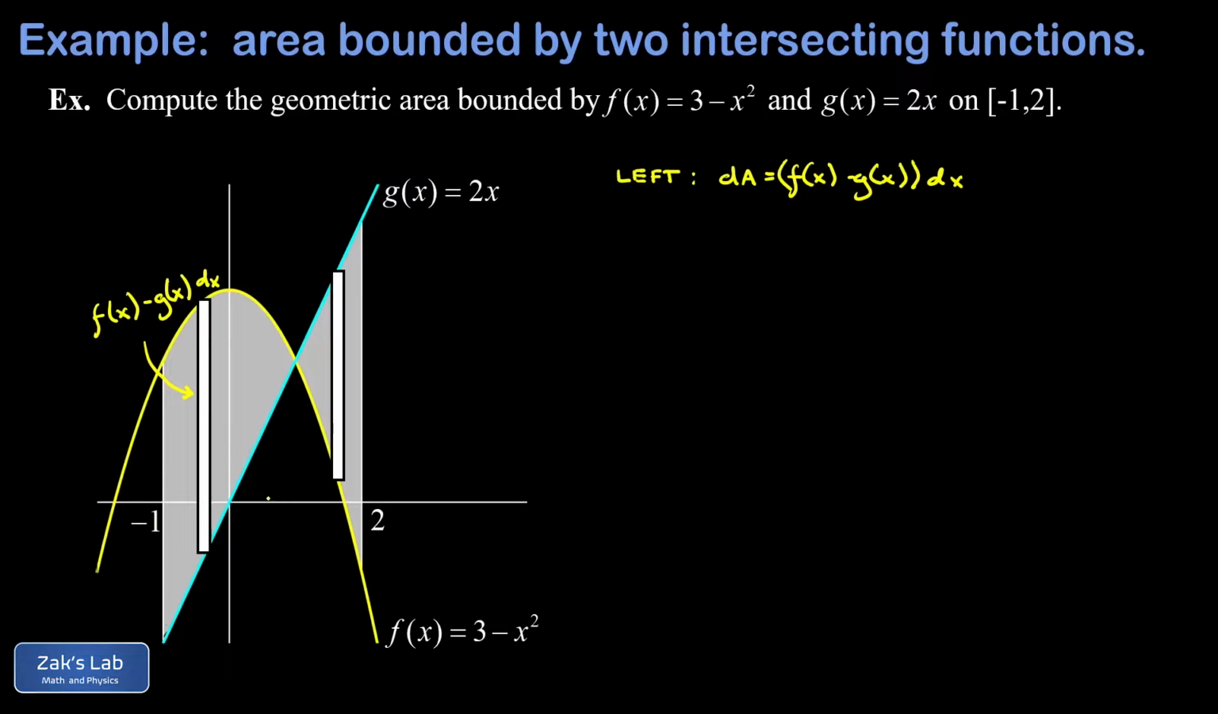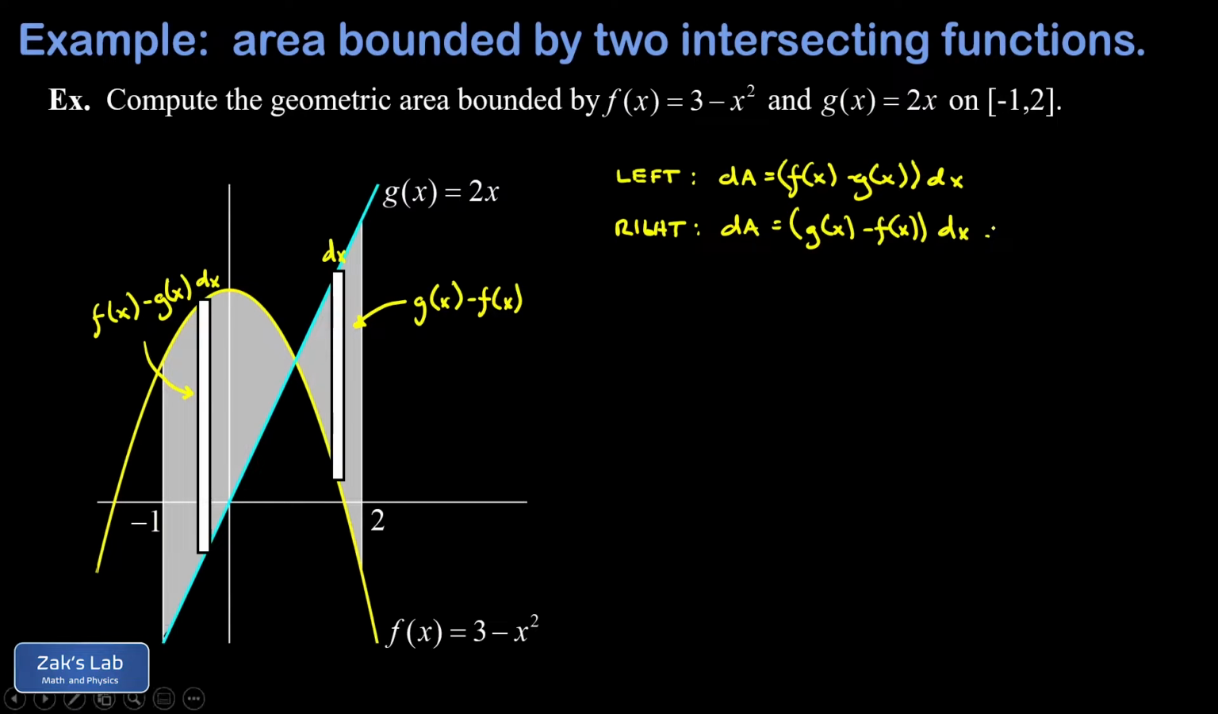Now to the right of the intersection of these two curves, the line ends up above the parabola. And that means to express a positive height so that we get positive area, my height has to be called g of x minus f of x. Again, the width of that little area increment is called dx, and we can write down the infinitesimal area contribution for a rectangular slice right of the intersection. And that's going to be g of x minus f of x dx.